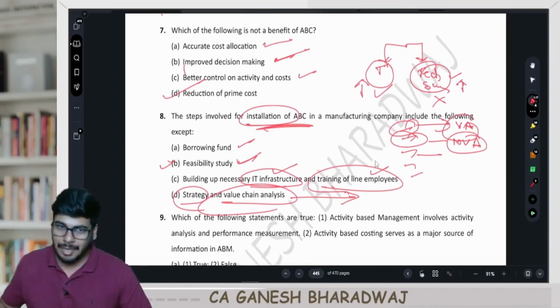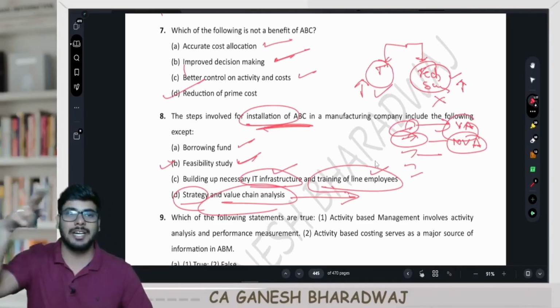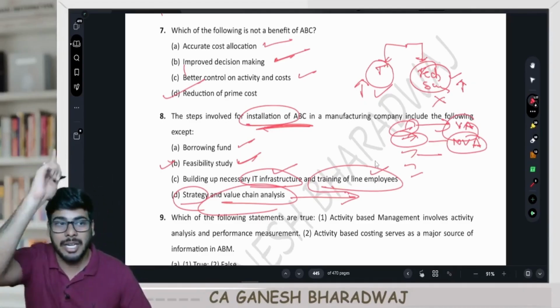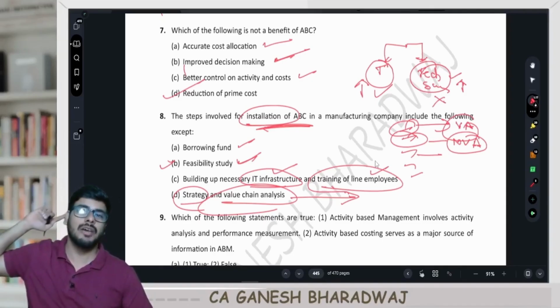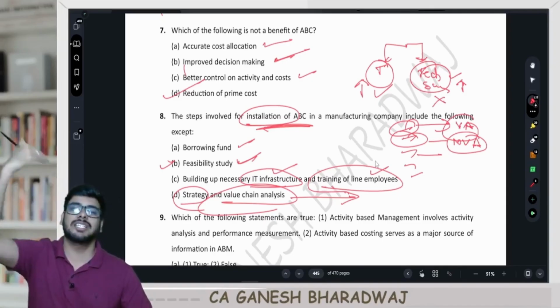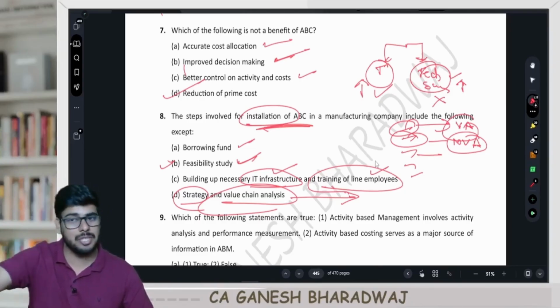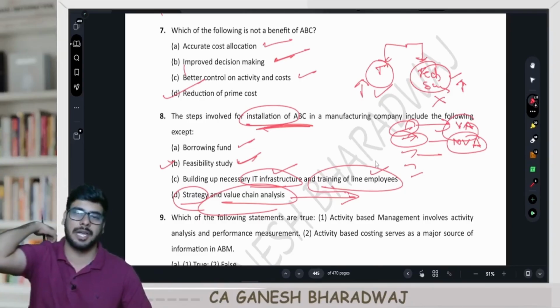All the activities I will find out. Now each of the activities I will tag as value added or non-value added, and I will try to reduce all my non-value added activities. Are you clear with this? This is where ABC went to the next level. I told you ABC is a game changer in the industry. This is how it became a game changer in the industry.